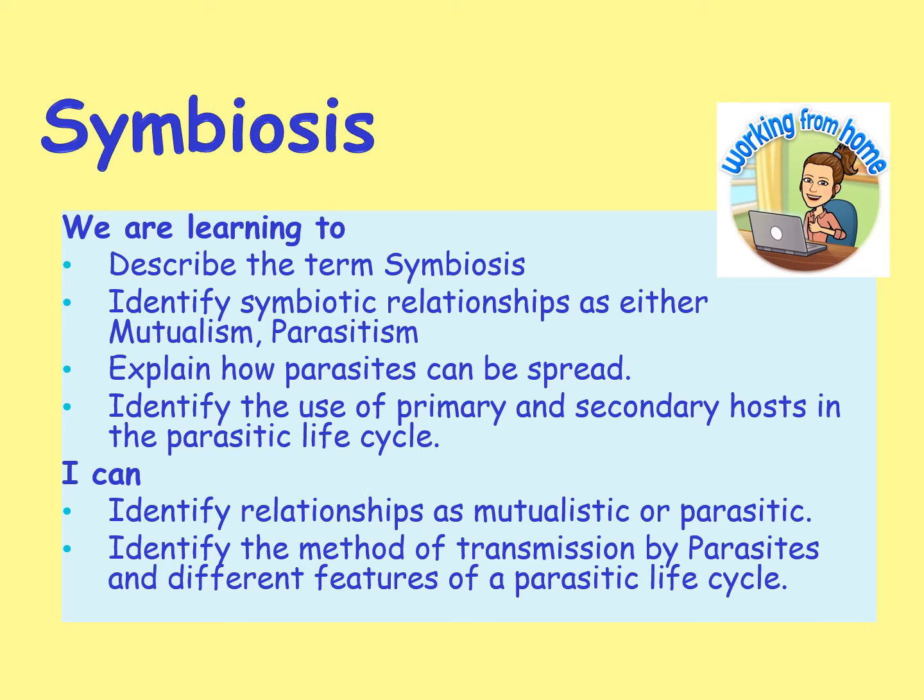We're then going to take a deeper look at parasitic relationships, and explain the three different ways that parasites can be spread, and then look at different parasite life cycles, particularly those that involve both a primary and a secondary host. So by the end of the lesson, I want you to be able to identify symbiotic relationships as either mutualistic or parasitic, and also identify what the three different methods of transmission are by parasites, and explain the use of a primary and a secondary host within a parasitic relationship.